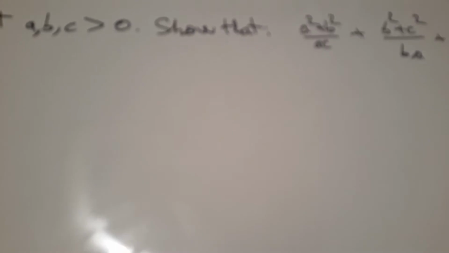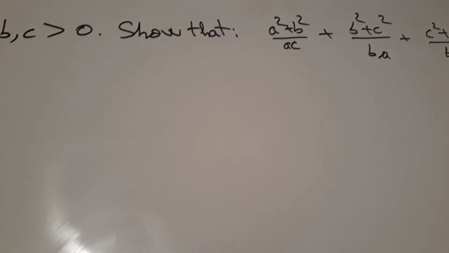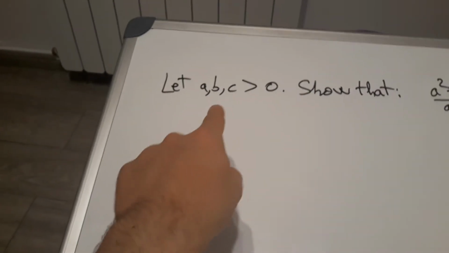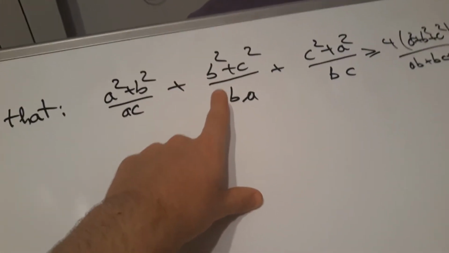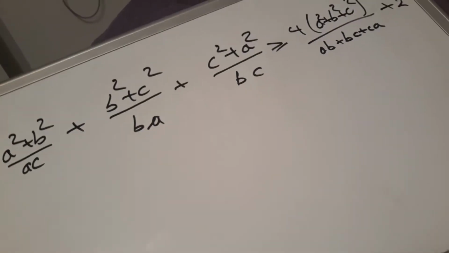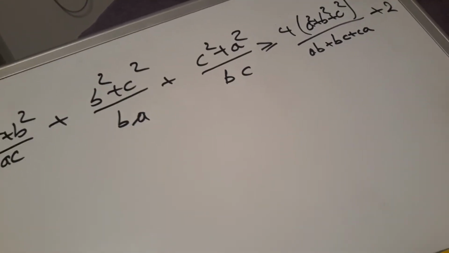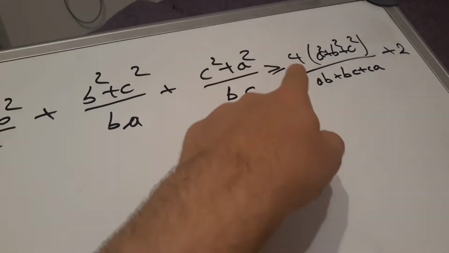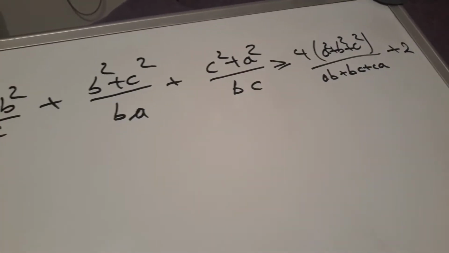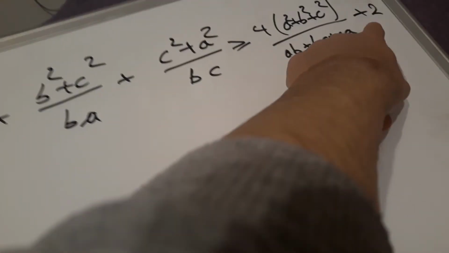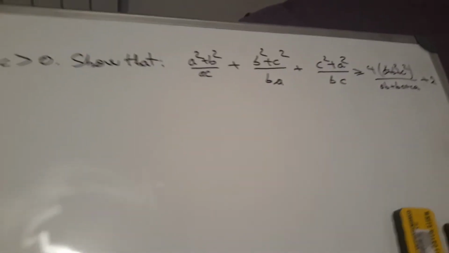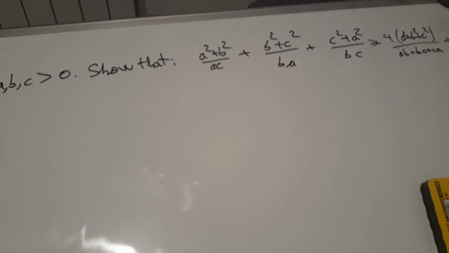For today I prepared for you, in my opinion, a very hard algebra problem. Let a, b, c be greater than 0. We have to show that (a squared plus b squared) over ac plus (b squared plus c squared) over ba plus (c squared plus a squared) over bc is greater than or equal to 4 times the quantity (a squared plus b squared plus c squared) all over (ab plus bc plus ca) plus the little 2 from here. How can we prove this inequality?